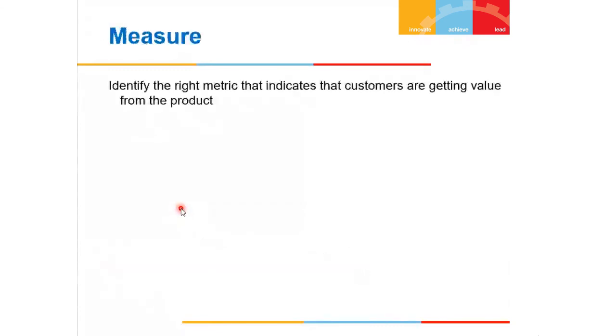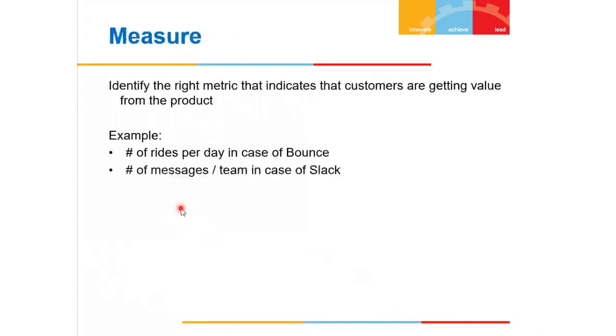Now, measuring comes when you have to identify the right metric that indicates that customers are getting value from the product. Examples of right metrics are the number of rides per day in the case of Bounce, how many people rented the bike, and the number of messages per team in the case of Slack. So if you want to see the value of Slack, you have to see how many messages are being sent using Slack in each team, on average.